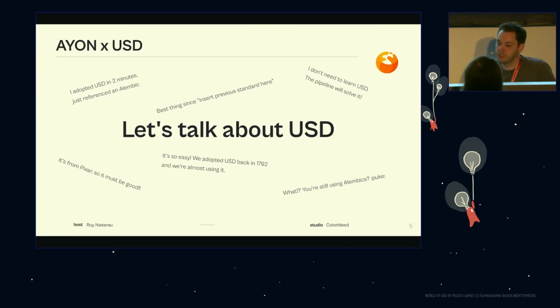So let's talk a bit about USD. What is it? Big studios, people will be like, oh, I adopted USD in 2 minutes. I just referenced Alembics, because you can actually do that, but I recommend not to do that. Some people say, I don't need to learn USD because the pipeline will solve it. In essence, a good pipeline could solve that for a bit, but it would be very good to get a general ground on what USD does, what the terminology is. Don't learn everything at once, because it will be quite complicated.